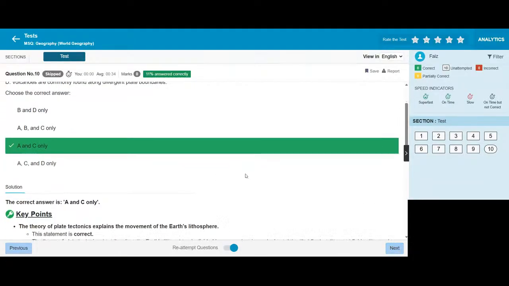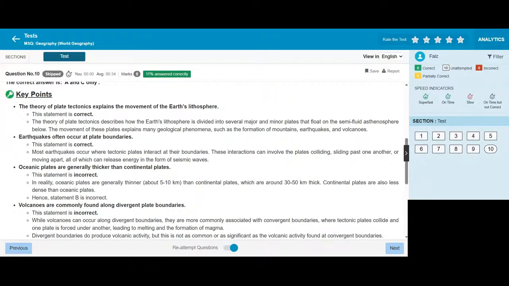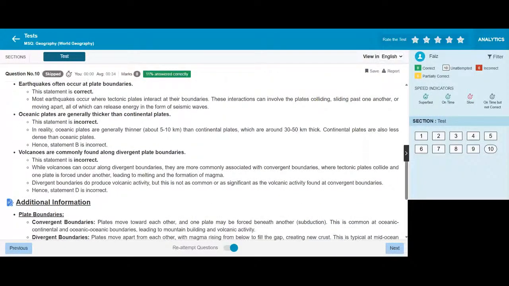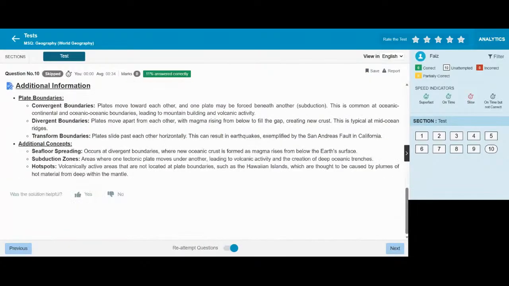A and C only. The theory of plate tectonics explains the movement of the Earth's surface: correct. Earthquakes often occur at plate boundaries: correct. Oceanic plates are generally thicker and considerably longer. Volcanoes are commonly found along plate boundaries. Convergent plates move towards each other. Divergent plates move apart from each other. Sea floor spreading produces divergent zones and hotspots.